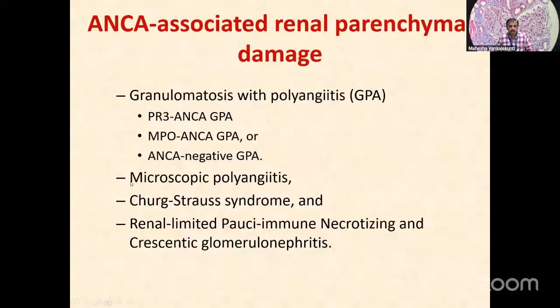And the second would be microscopic polyangiitis, the Churg-Strauss syndrome, and the renal limited form. It's only the renal system that is being affected, sparing all the other organs. This being the fourth category.